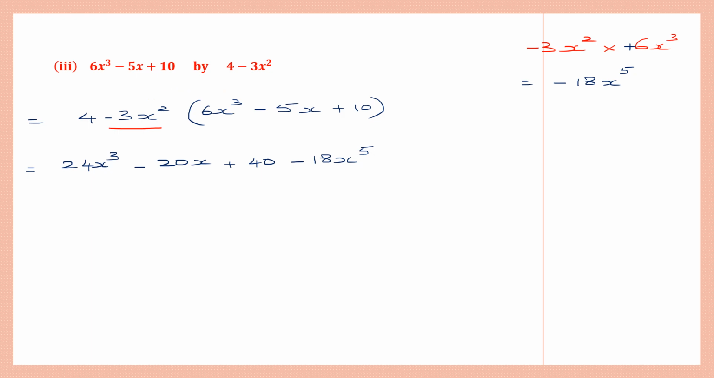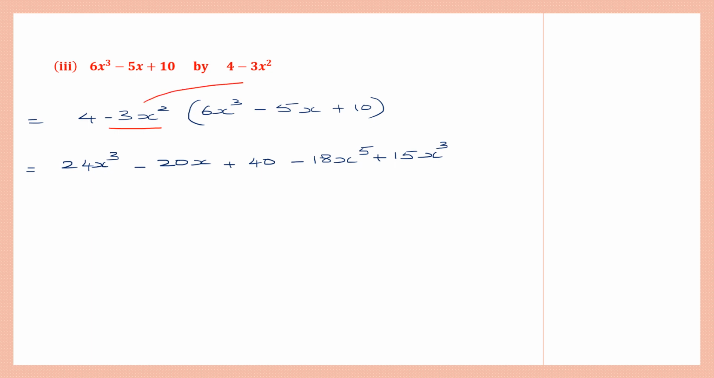Now let's multiply with the next term, that is minus 5x. So minus 3x square into minus 5x. Minus into minus is plus. So that is plus. 3 5s are 15. X to the power of 2 into x is x to the power of 3. So plus 15 x to the power of 3.